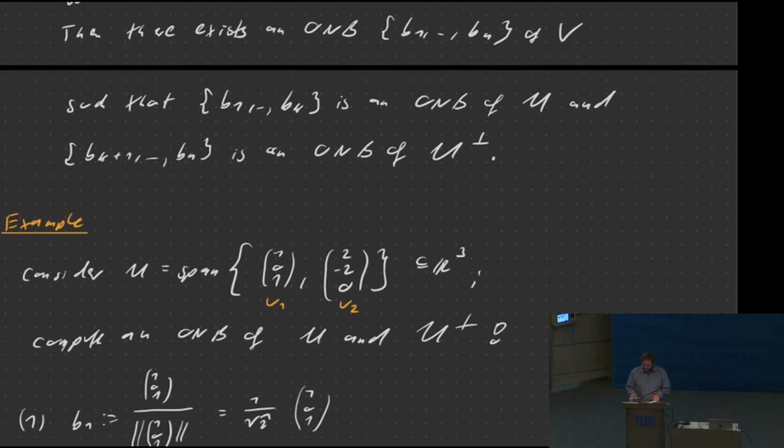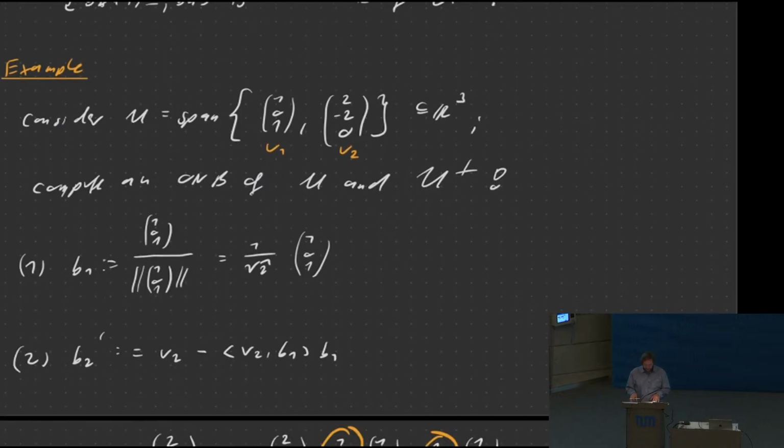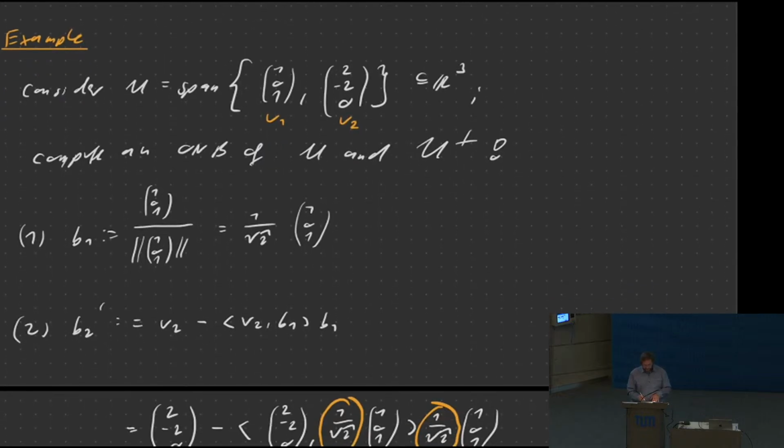All right, so that's the theory. Quick example. So here's a vector space. Consider that vector space U spanned by those two vectors. That's a subspace of R3. So what we have here is a plane in three-dimensional space. And we want an ONB of U. Let's concentrate on that part first, just U. We start with this vector B1. We normalize it. The norm of this is square root of 2, so we divide that by square root of 2. This is the normalized version of B1.